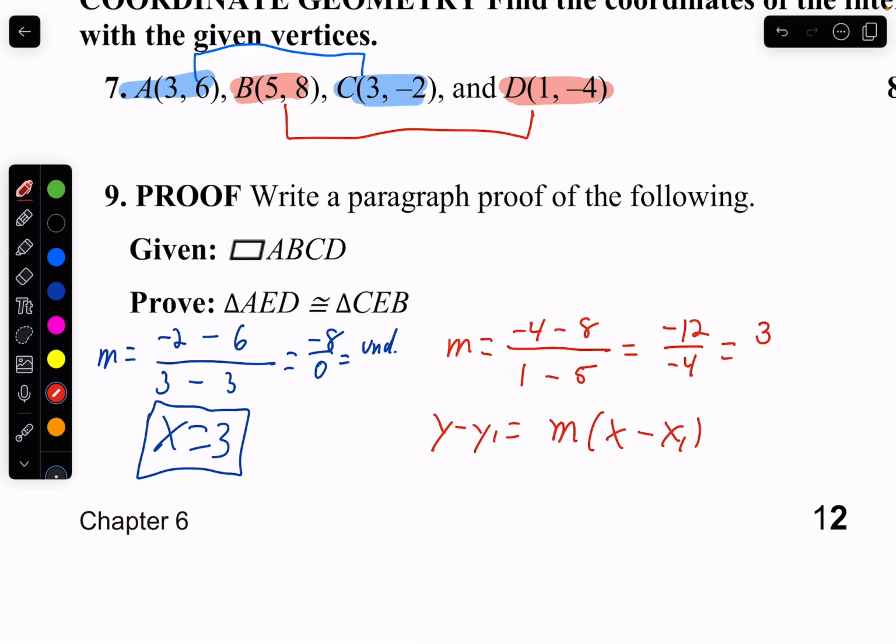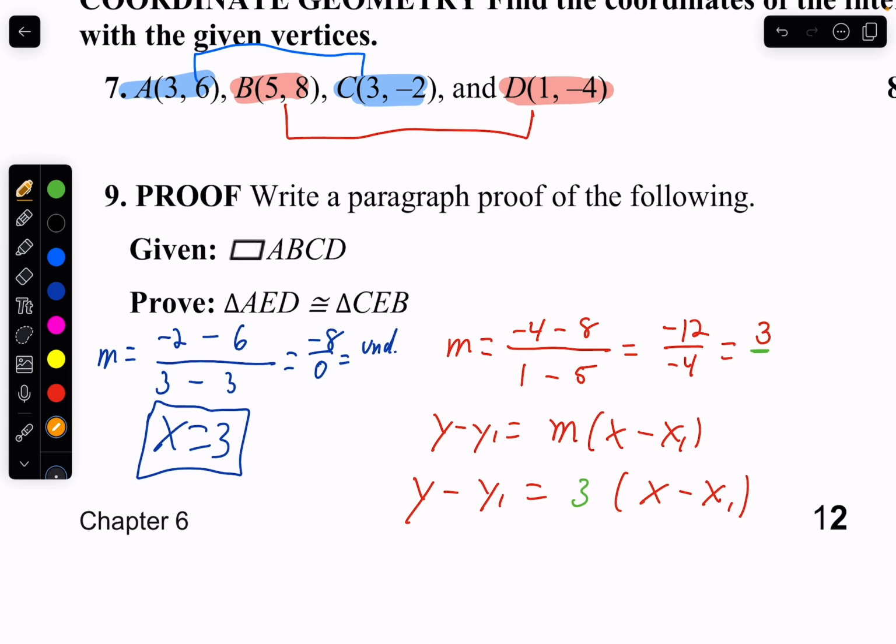I'm going to rewrite it again, and I'm going to start erasing things so that you see where I'm going to plug in every single thing. So I'm going to take out m, and I'm going to plug in the slope that I just found, which happens to be 3. And where did I get that 3 from? From up here, okay? And now I can select any point that I want for y1 and x1.